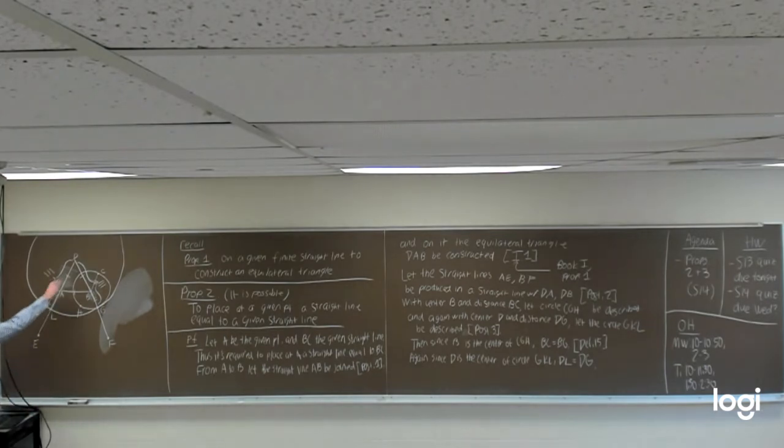Using the fact that DL is equal to DG and DA is equal to DB, if we take away DA and DB from DL and DG, which two line segments are we going to be left with that are going to have to be equal? AL and BG. Bingo. It's going to have to be the case that AL is equal to BG.